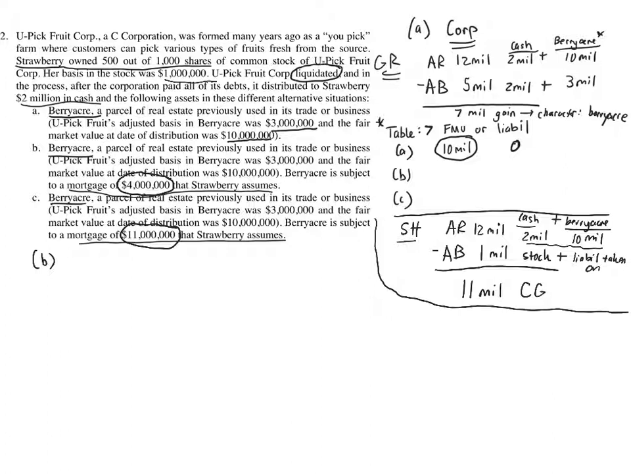So if you think about it, that's why I created a table. In B, the fair market value is still 10 million. The liability on it that the corporation is no longer responsible for is 4. What's the greater of those two? 10. What does that mean? That means in B, for the corporation, same as A. Same consequences as A. Because again, it's going to be 12 million amount realized, 5 million adjusted basis. Because again, the greater of the fair market value or the liability, that's what you use. And the greater is the $10 million.